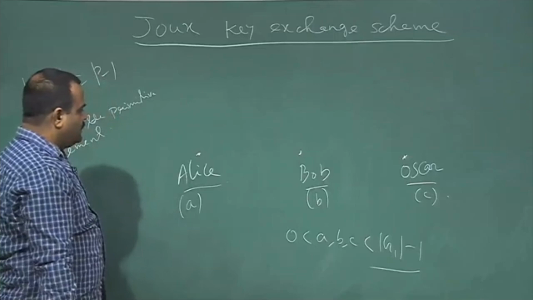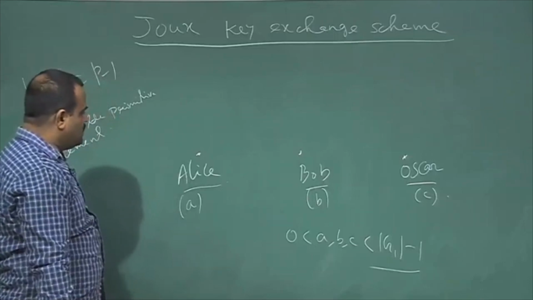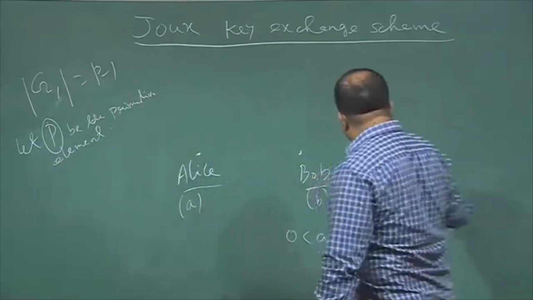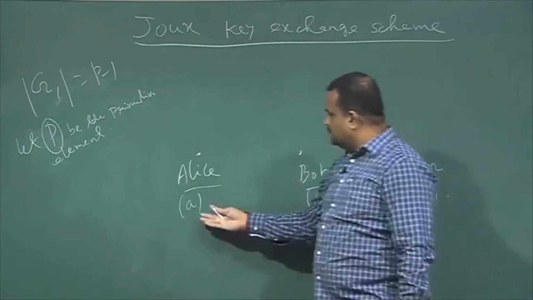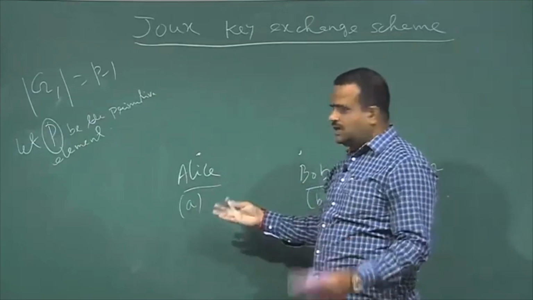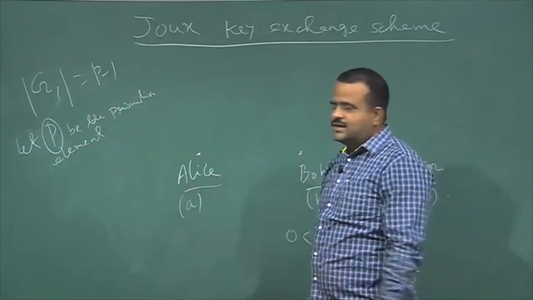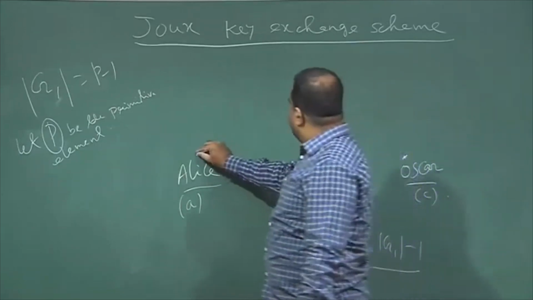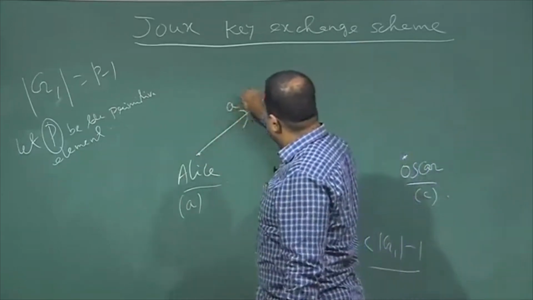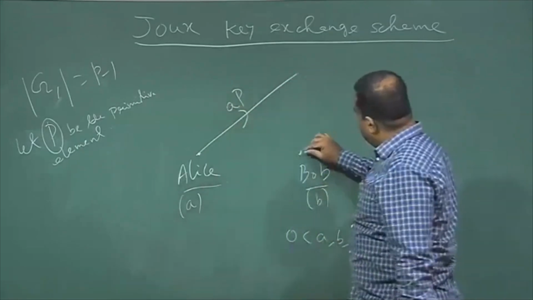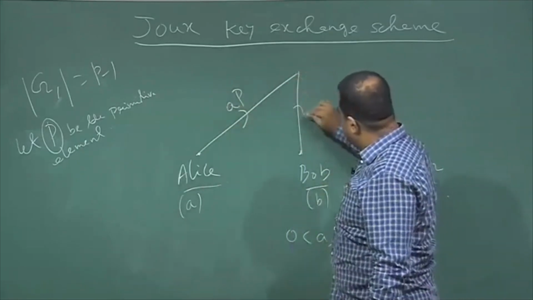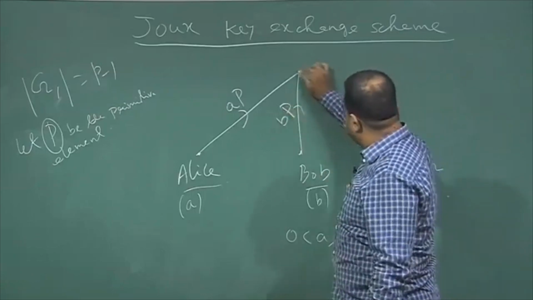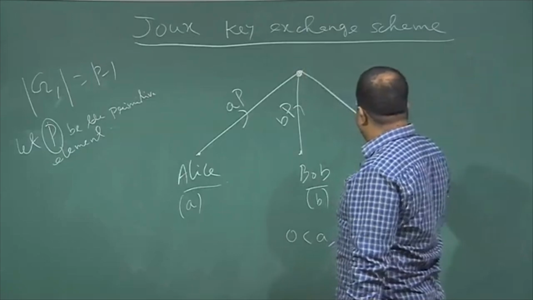Now, what will Alice do? These are secrets for each party respectively: a is the secret of Alice, b is the secret of Bob, c is the secret of Oscar. Alice sends aP, Bob sends bP, and Oscar sends cP over this public channel.